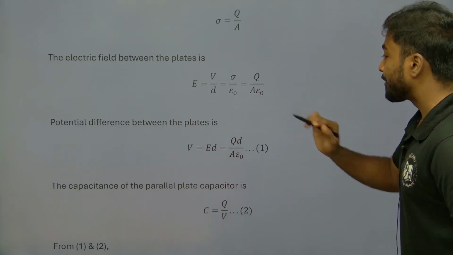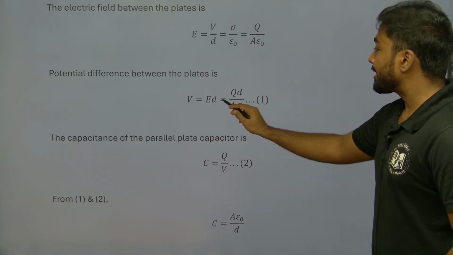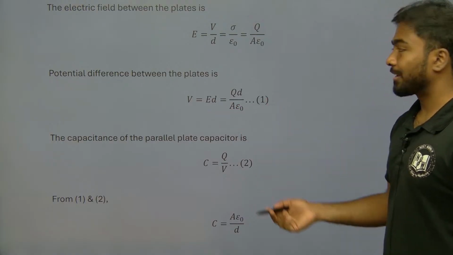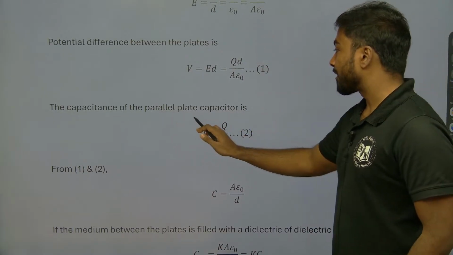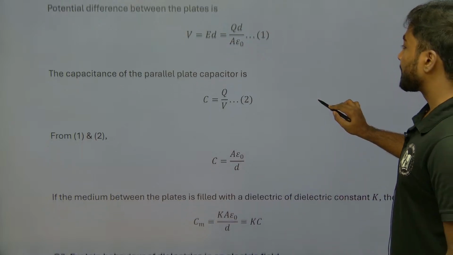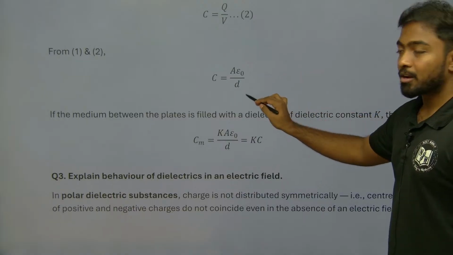So the potential difference between the plates is E into d, electric field into distance. It is Qd by A epsilon naught. Let us call this equation 1. The capacitance of a parallel plate capacitor will be Q by V. So from these two equations we will get the capacitance C as A epsilon naught by d.